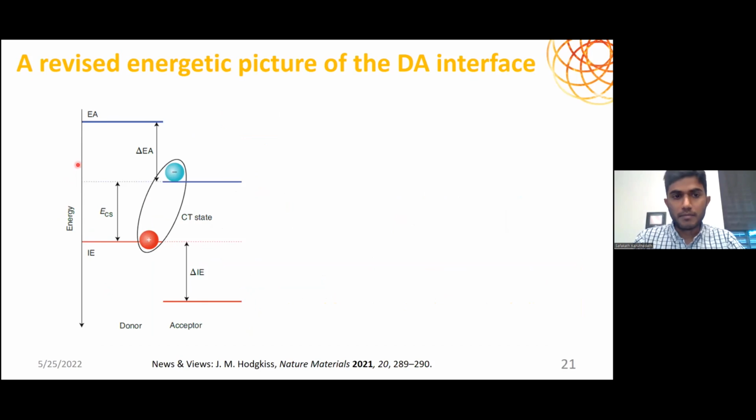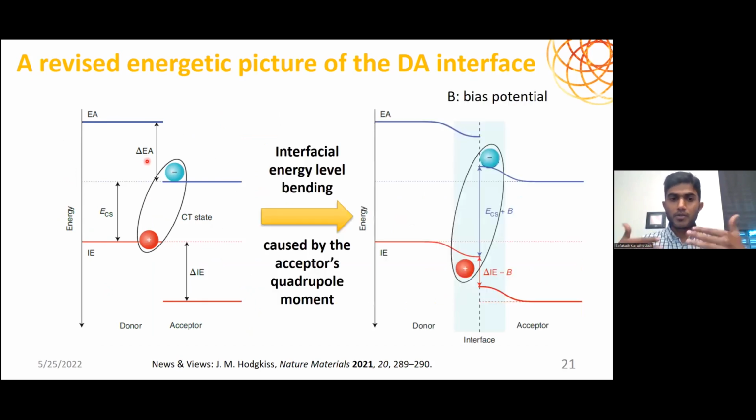This is basically an energy level diagram of a typical OPV. And we propose that due to the quadrupole moment of the acceptor material, there can be an energy level bending at the interface, which actually compensates the IE offset. So if you have a low IE offset and a high energy level bending, basically it flips up and gives a very negative value for the offset. I'm going to explain this now.